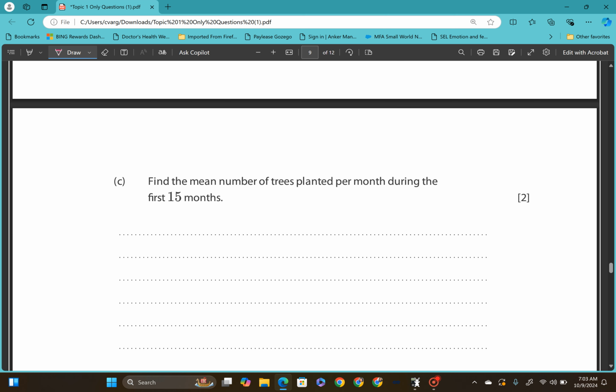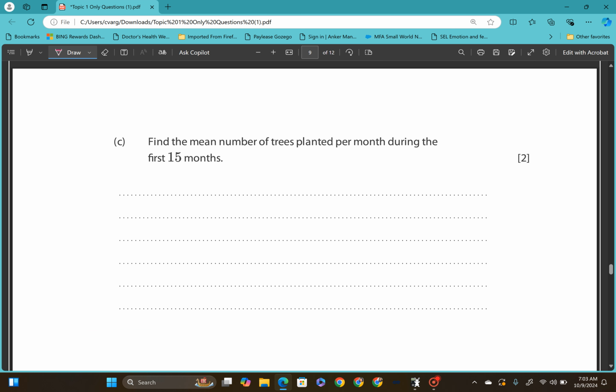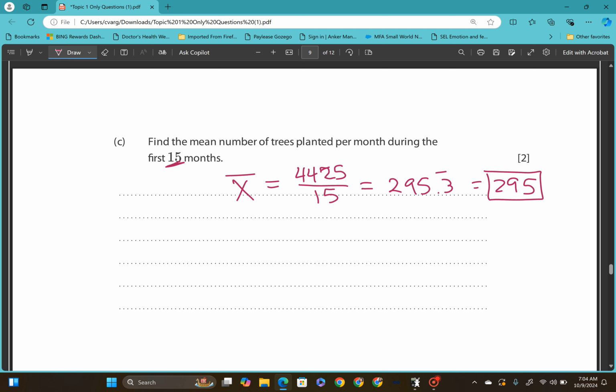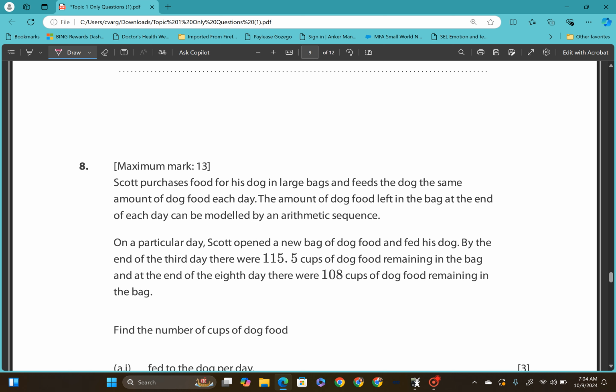Now it says find the mean number of trees. So mean means take the total number that we just found, 4425, and we divide it by how many months there are, which is 15. So 4425 divided by 15 is 295.3, and it keeps on going, which to three significant figures is 295. All right. Hopefully that wasn't crazy.